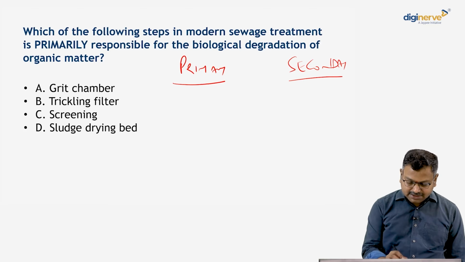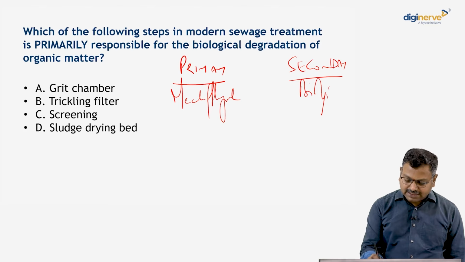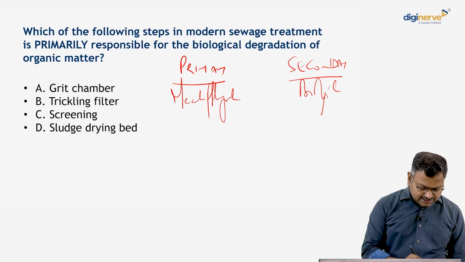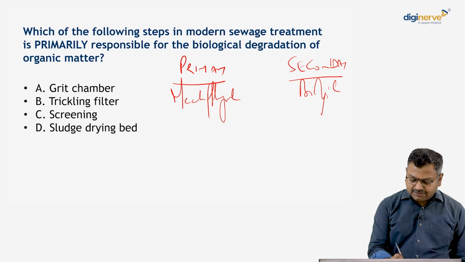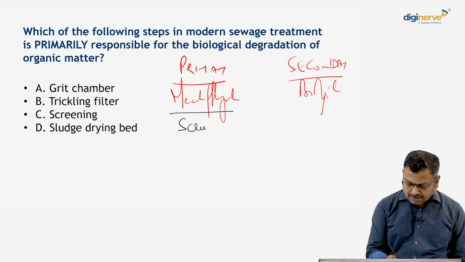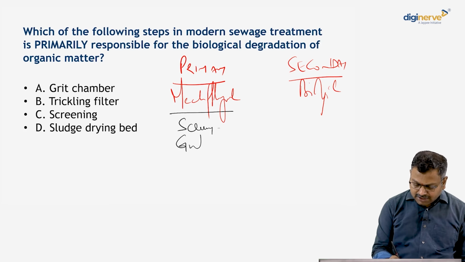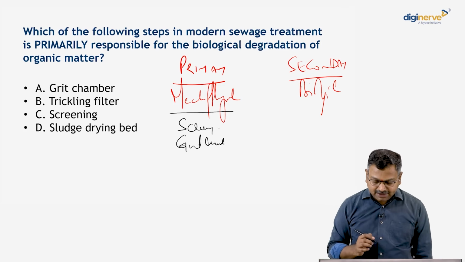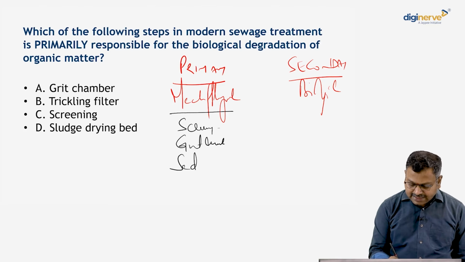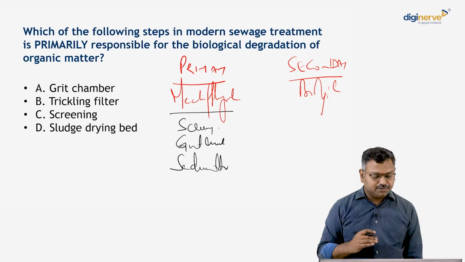So the primary treatment is otherwise mechanical or physical, whereas the secondary treatment is what we call biological treatment. Now what is done in the primary treatment? So in the primary treatment, you have the screening, where you remove large floating objects. Then you do the grit removal, where you remove the sand and gravel, and after that you do the sedimentation, where the settled suspended solids are removed.